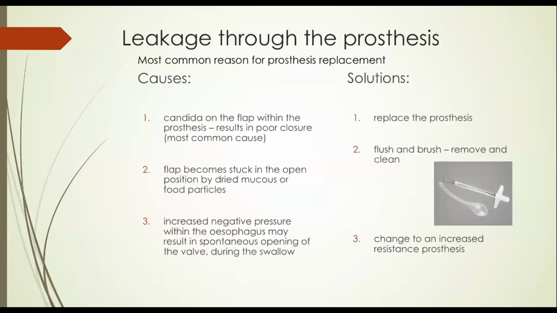With the problems with the prosthesis, some of the issues that we notice and that you guys send patients to us for is the leakage through the prosthesis, and it's the most common reason for why we replace the prosthesis. The cause of the leakage through the prosthesis is candida, and the candida is what grows on the flap valve, and that then results in poor closure of that flap, and then there's leakage through of liquids. The flap can also become stuck in the open position with mucus, with debris, and in those cases, it's potentially because of poor cleaning and hygiene. So that's something that we would then look at.